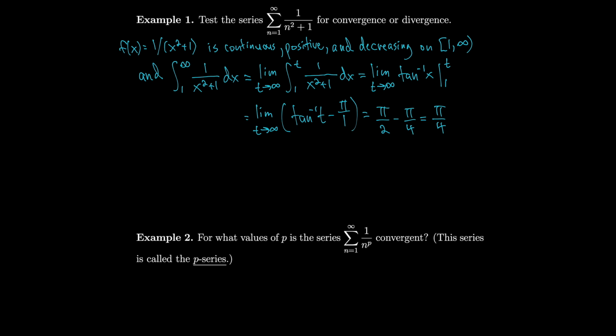So our integral converges. So since our integral converged, that implies that the sum of 1 over n squared plus 1 also converges. And it's convergent by the integral test. Remember, we did not get the value of the series. We only saw that we could get the value of the series, hopefully, potentially, using some other method.